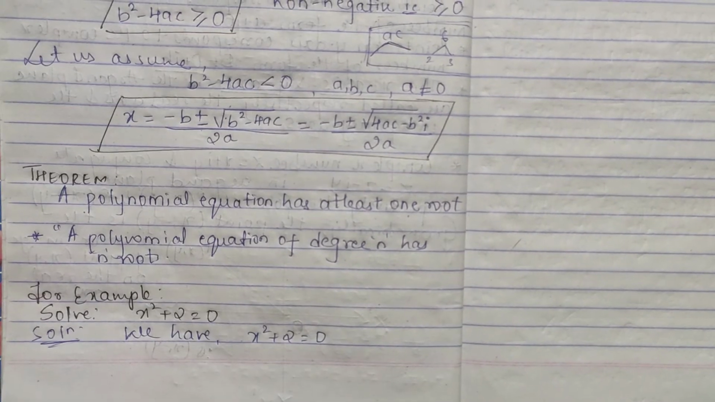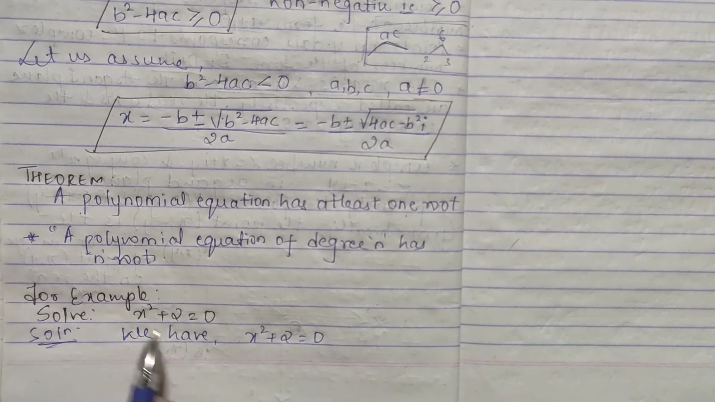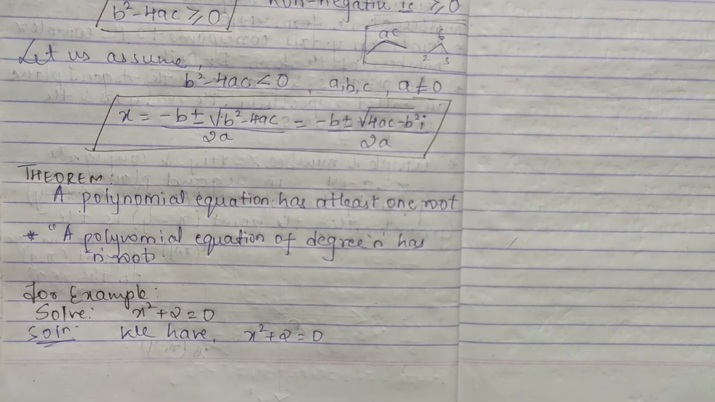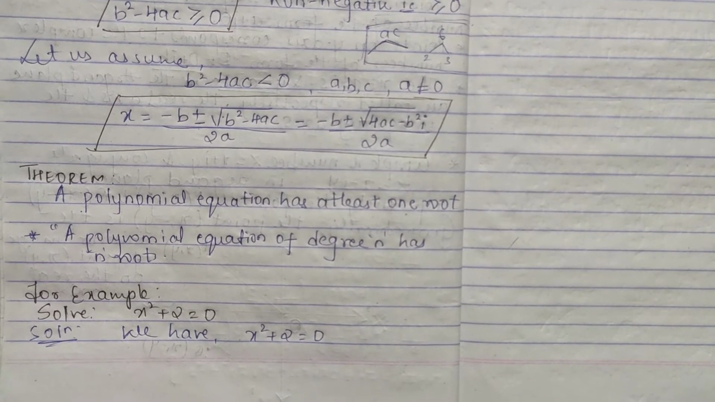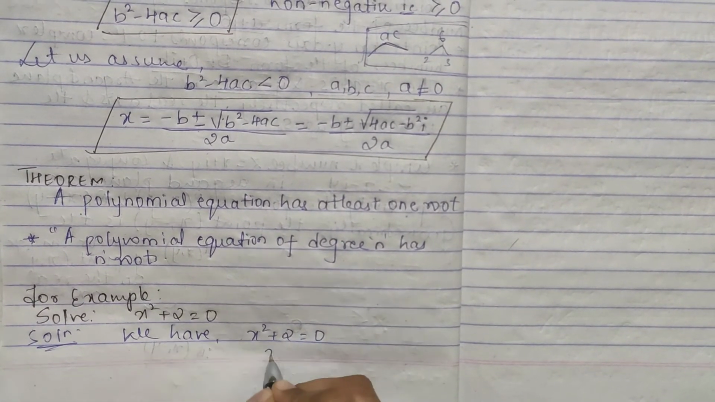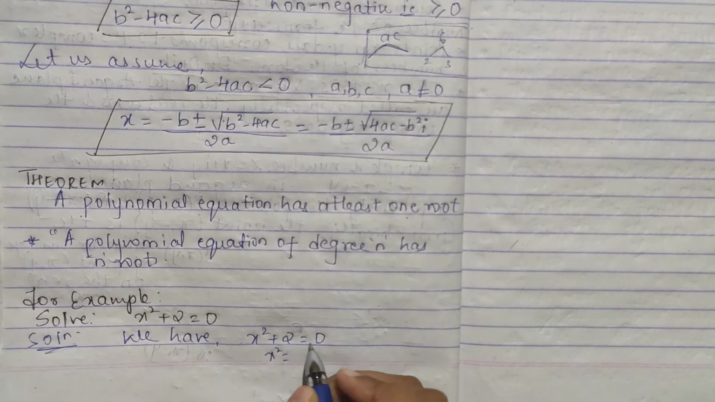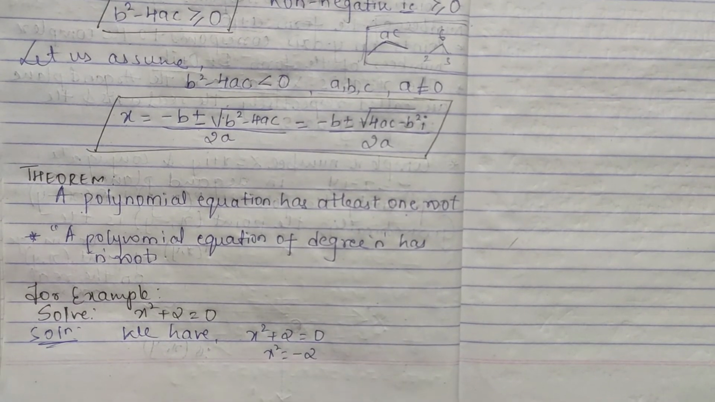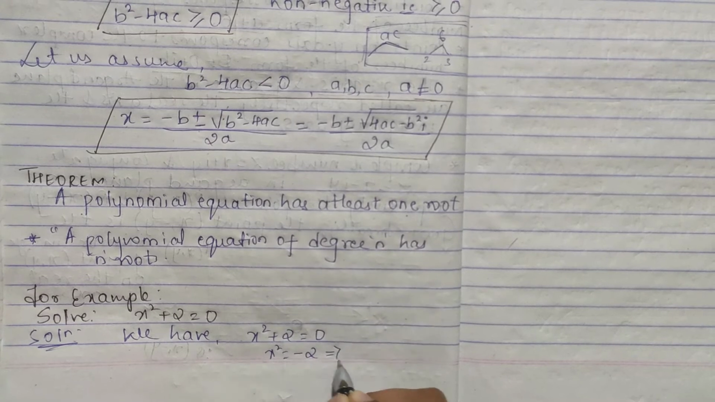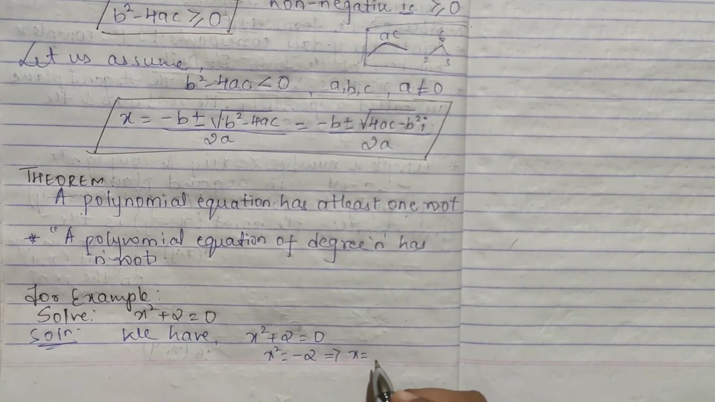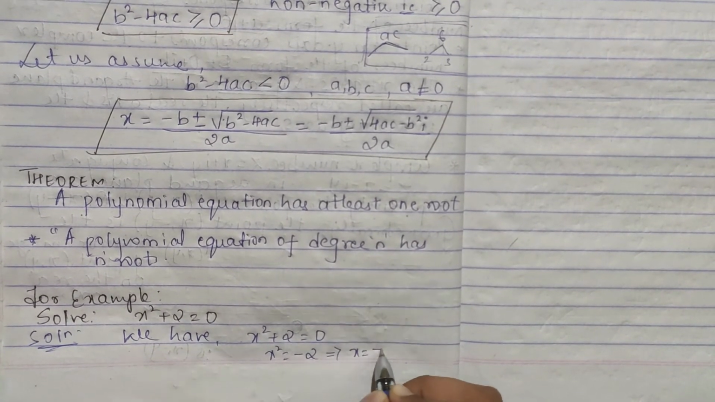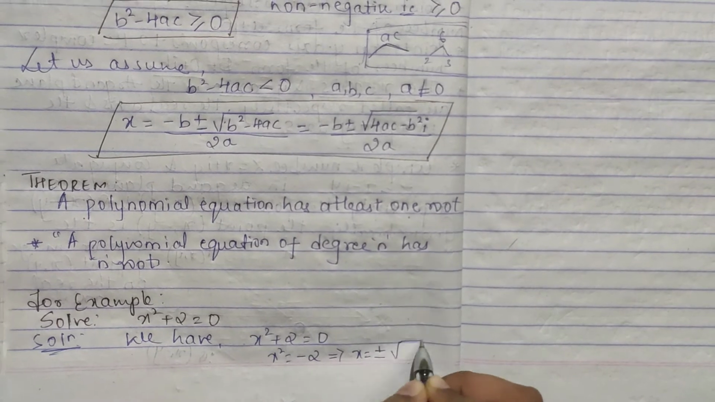Now we have one question: solve x square plus 2 equal to 0. They have given the equation. So we know how we have to solve this, right? x square plus 2 equal to 0, so x square will be, if I take plus 2 to the other side, it becomes minus 2. Then x will be plus or minus root of minus 2, right?